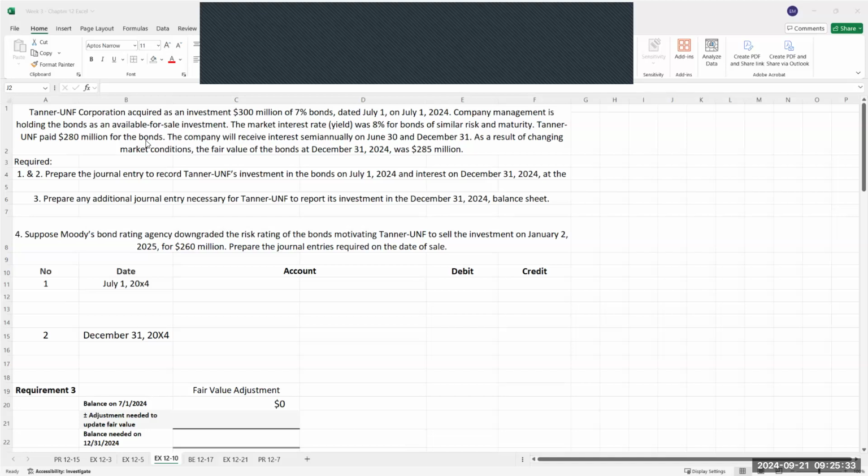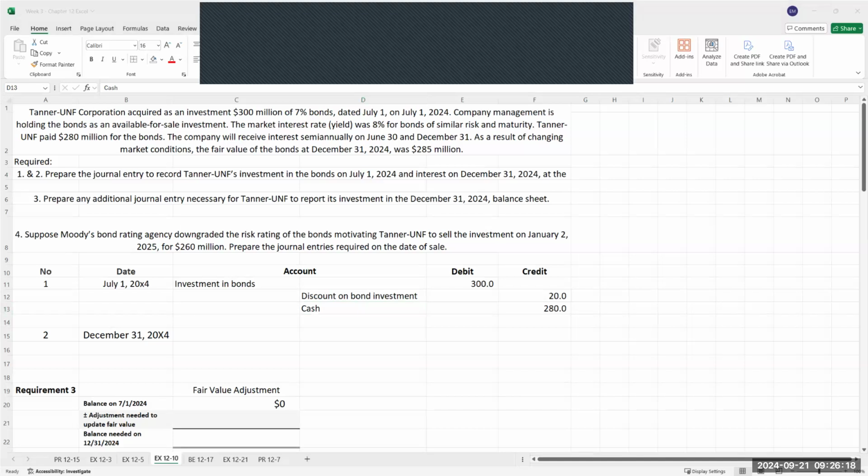Tanner paid 280 million for the bonds. The company is going to receive interest semi-annually on June 30th and December 31st. The market conditions are changing. The fair value of the bonds was 285 million. So the first thing we need to do is record the investment in bonds. So we have investment in bonds for the 300 million. All right. So it is reported on the books at the face value. The cash that we paid, which was 280 million. So obviously we see there's a difference between the two. And we know that because the market rate is higher than the stated rate, we have a discount on bond investment for 20 million, right?